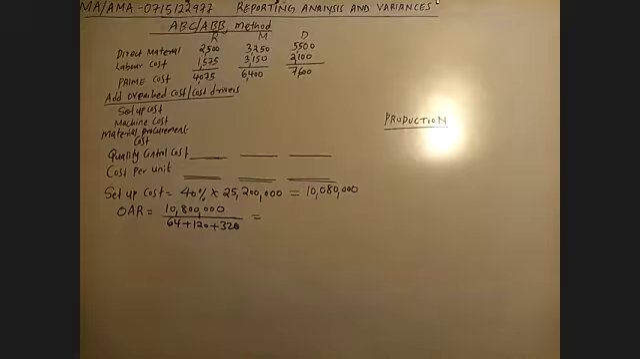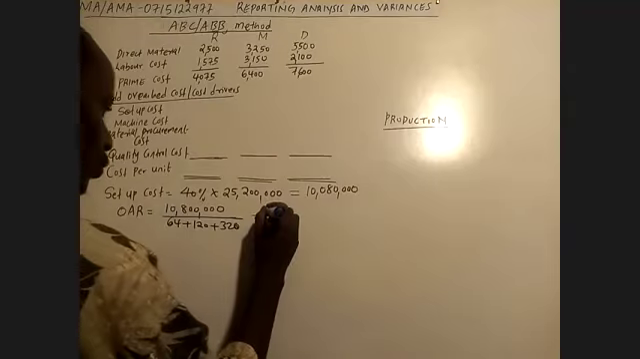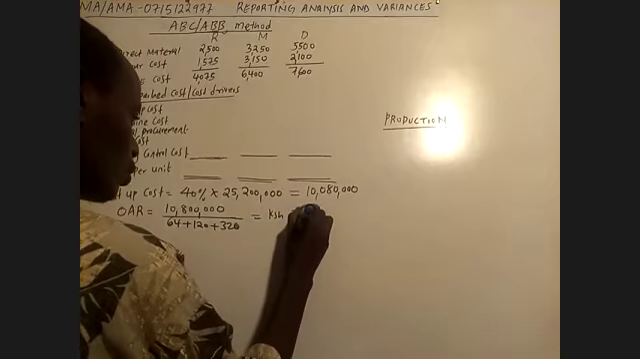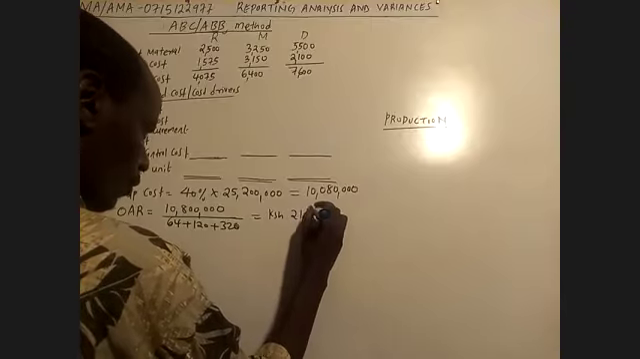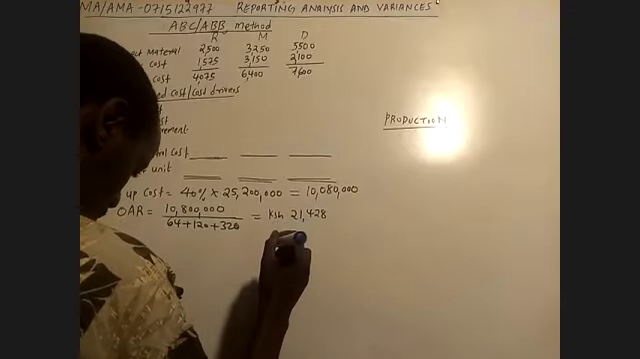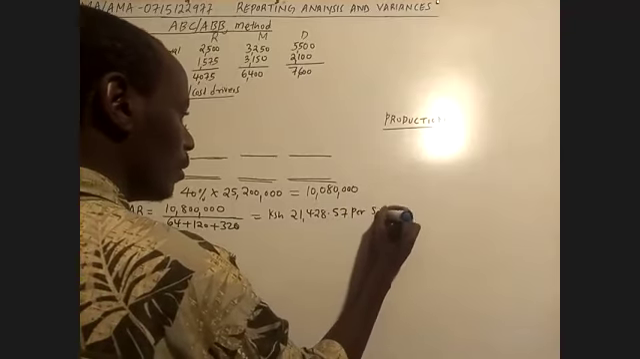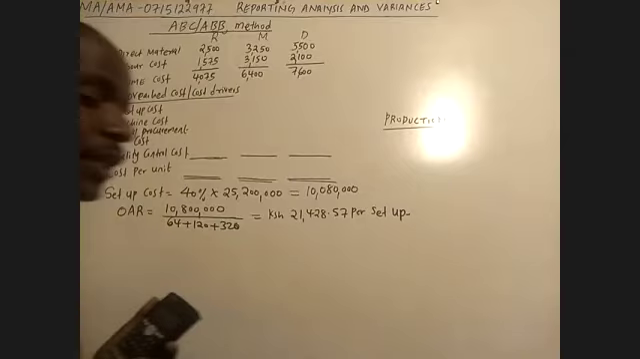So itakuwa ni 10,800,000 divided by 64 plus 120 plus 320. Hiyo inanipatia, inapata something to do with Kenya shillings 21,428.57 per setup. Are you getting that one?